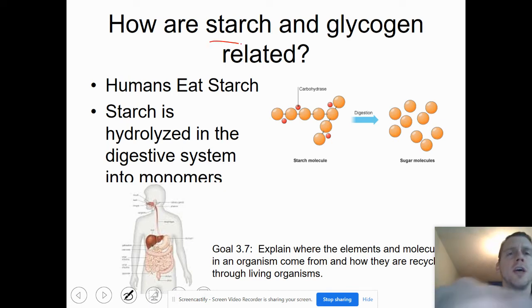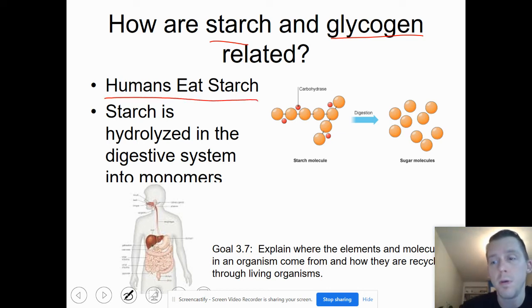So, starch and glycogen have an important relationship in the human body. And we want to go over that as our very last thing with carbs. The first thing you need to know is that humans eat starch for food, right? We eat wheat, we eat corn, we eat potatoes. So basically, what happens is starch is hydrolyzed. What do we think that word means? It looks kind of like hydrolysis, so it means to break down. So starch is broken down in our digestive system.